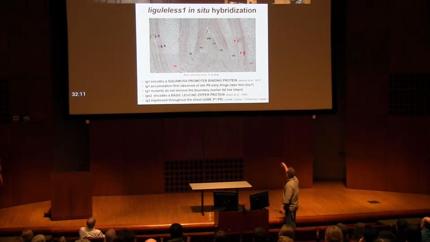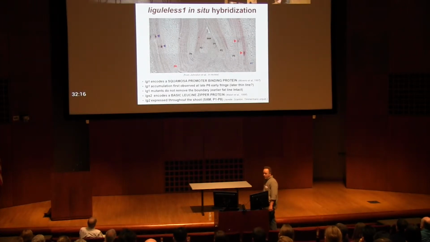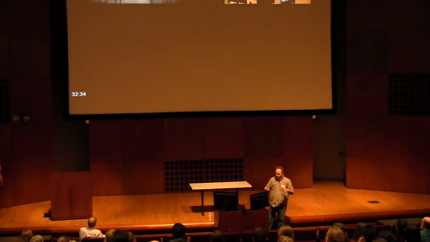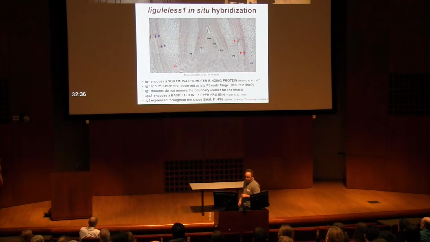Here's the shoot meristem. It's surrounded by lots and lots of these tree-like looking primordia. And we see ligulus 1 first accumulating at about P6. So after the fat line is established, where the thin line is emerging, where this fringe is just starting to grow is where we first really see it. Okay? This is in keeping with the phenotype. The fat line is present, the boundary is there, but the thin line is gone.